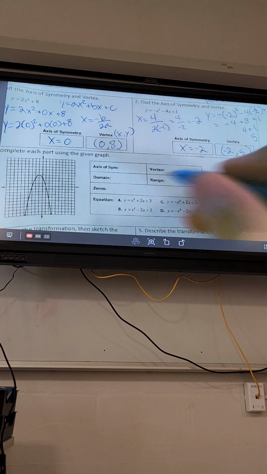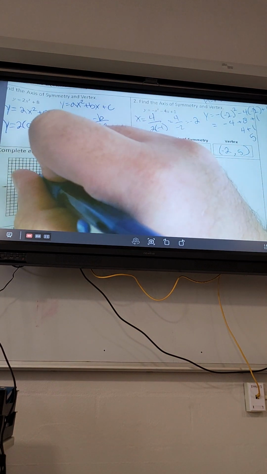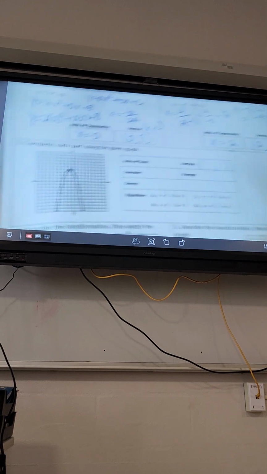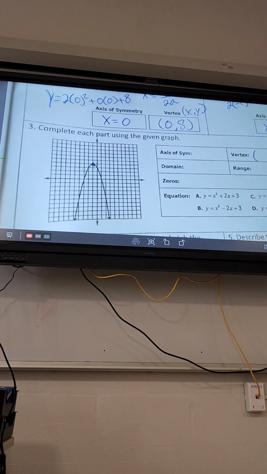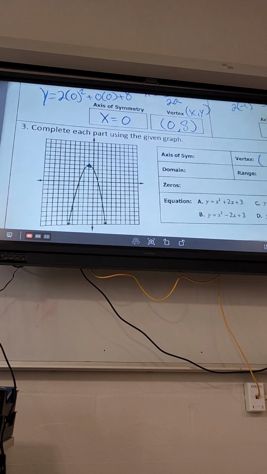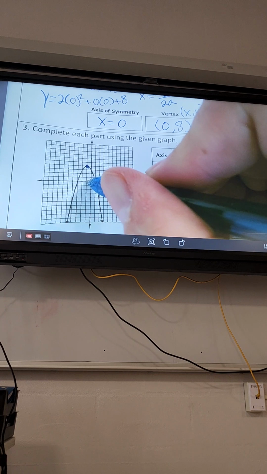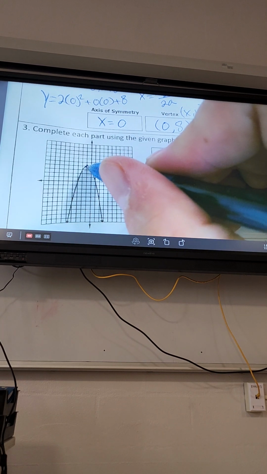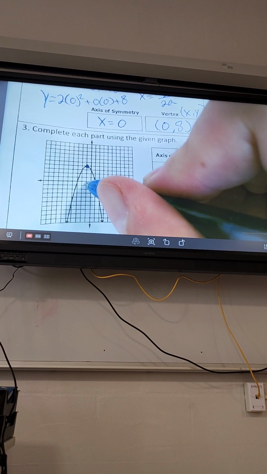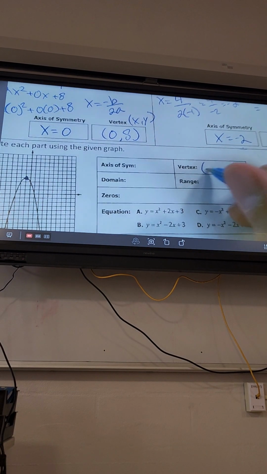A couple key important parts is going to be the vertex. We know the vertex is this dot right here that is our maximum point. So where is this point located? From the center, I go to the left 2 units, and I go up 1, 2, 3, 4 units. So left 2 is negative 2, up 4 is positive 4. So negative 2, positive 4.